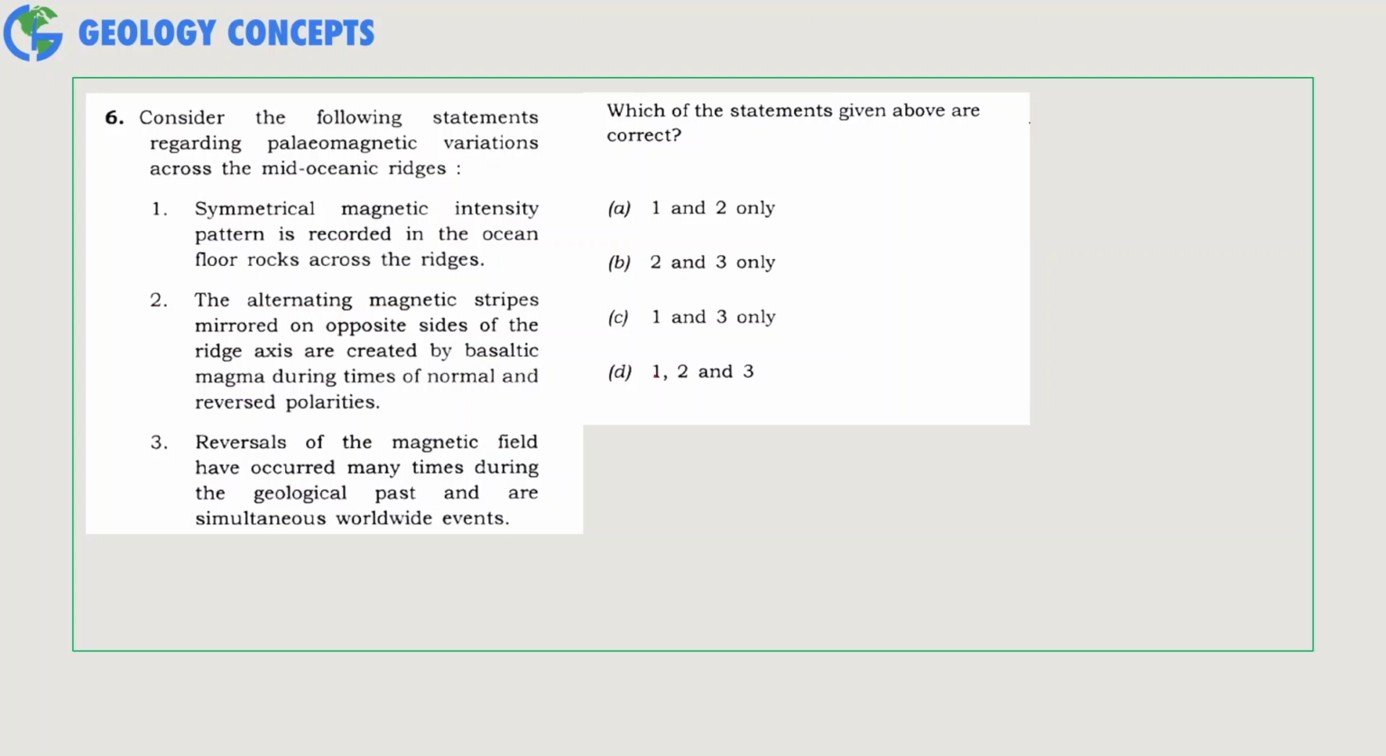Statement 3 states reversals of the magnetic field have occurred many times during the geological past and are simultaneous worldwide events. Which of the statements given above are correct?